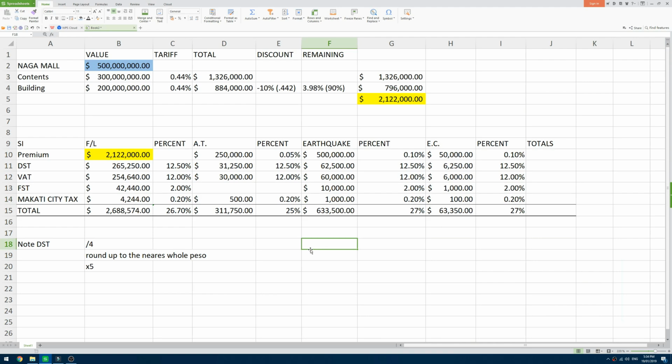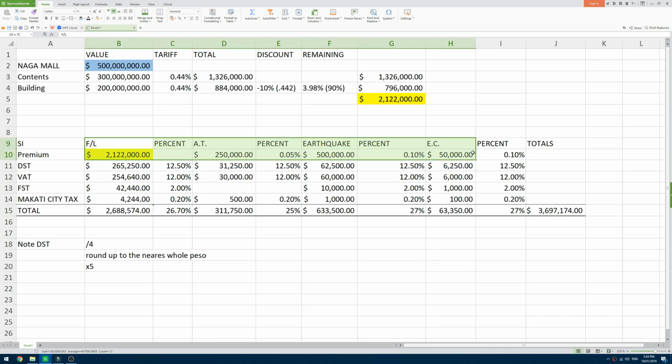So how much is the total payment required by the insurer from the client? Just add them all up. And it's 3,697,174 pesos including tax. That is the total fire insurance that needs to be paid for Naga Mall with all the coverages.